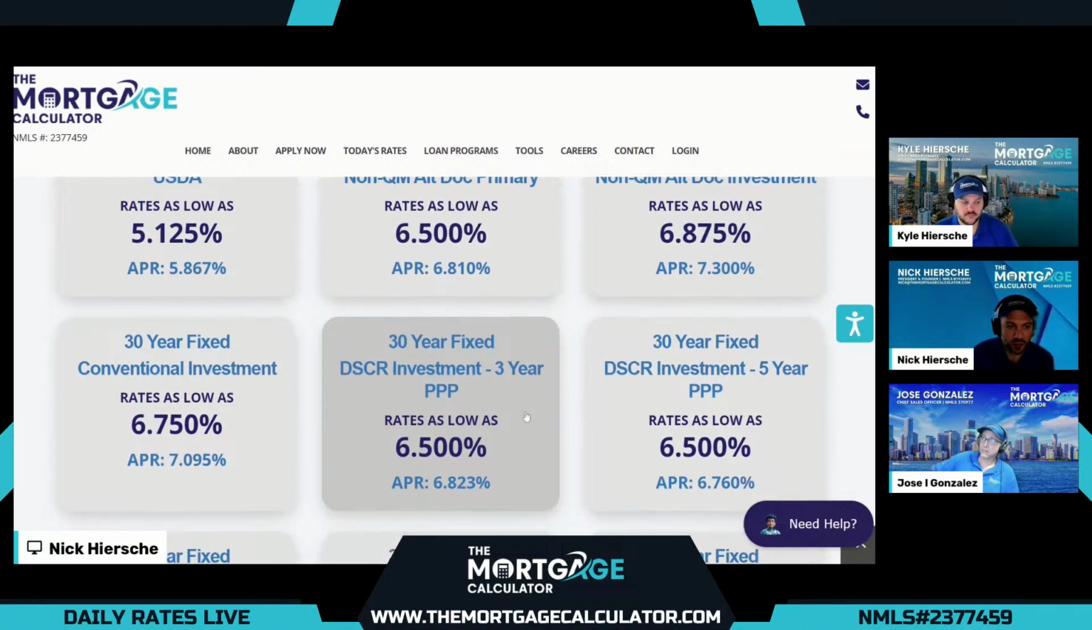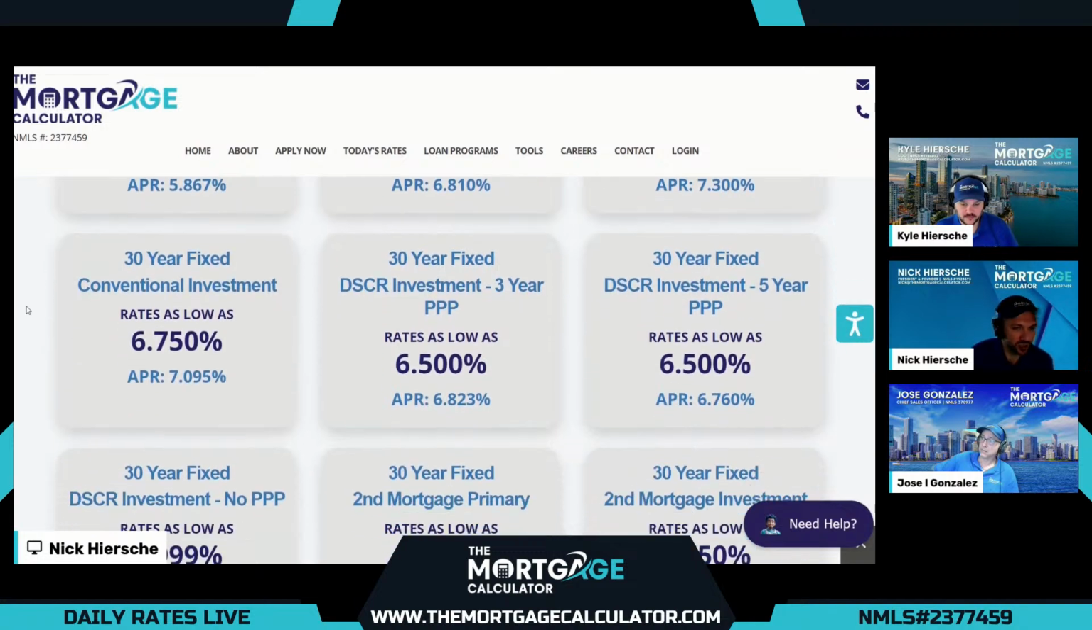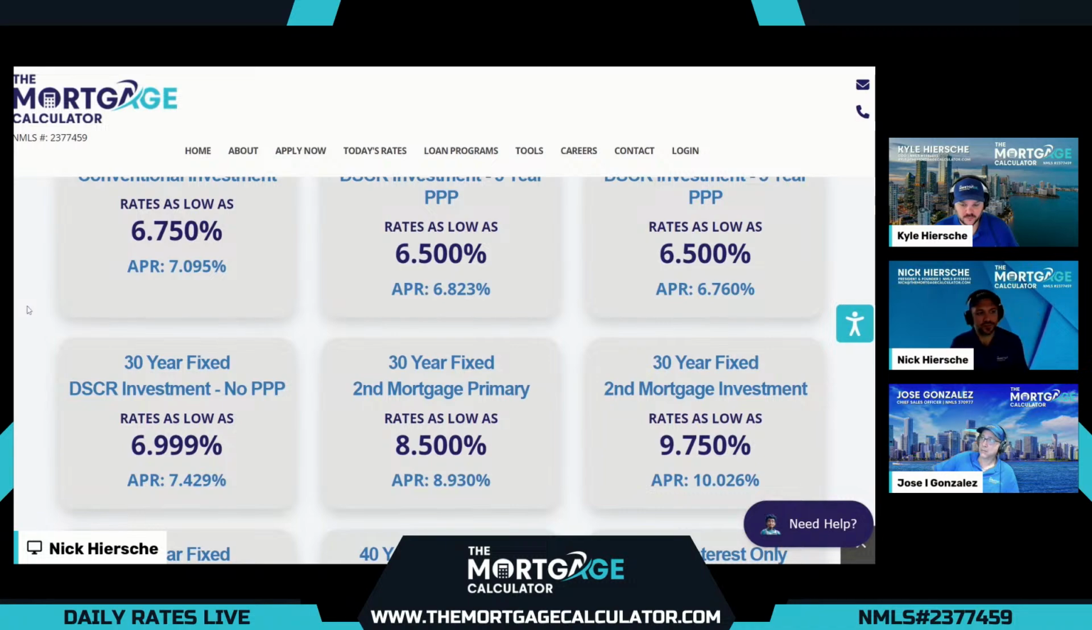First option, most common here, 3-year prepayment penalty, coming in today, 6.5 rate. Final APR, 6.823, so a touch lower than conventional to use a DSCR, absolutely amazing. And we can add a 5-year prepay, which usually lowers the rates a touch. Today's just a touch lower on fees, so 6.5 rate. Final APR 6.760. Hopefully we see these DSCR and other non-QM programs update here shortly, later this week.